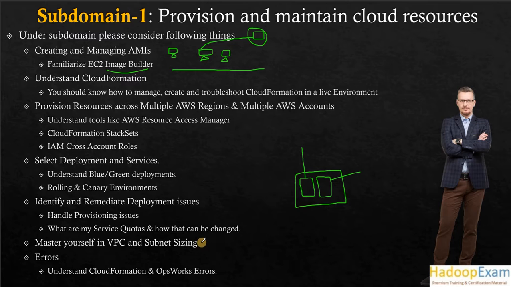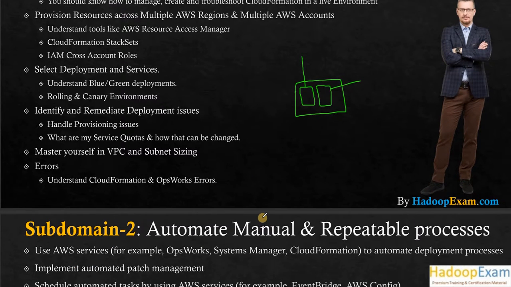Now here you need to learn other things like IPv4 CIDR notations and subnet sizing, how you do that. You should familiarize yourself with all these things. Errors: understand the CloudFormation and OpsWorks errors, how that works and how to fix them basically. So that is very important, you know.